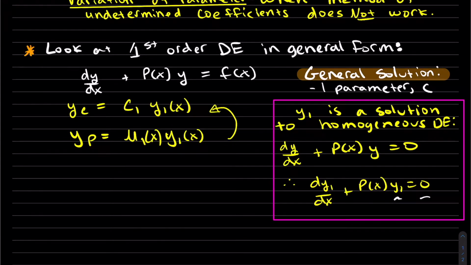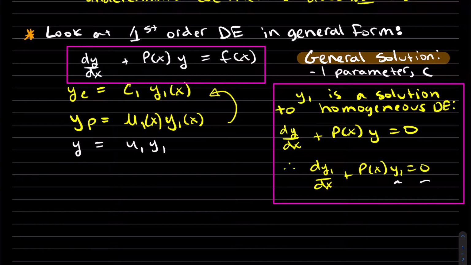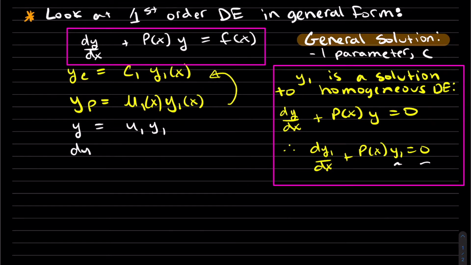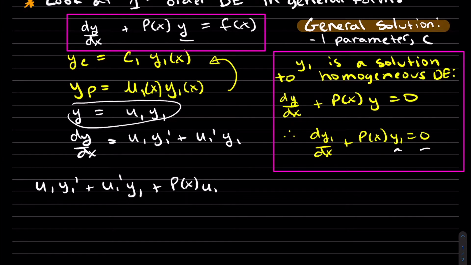So since this is our solution, let's go ahead and plug it in to our first order non-homogeneous DE. So we have to plug in our first derivative also. So y is our solution. We'll just call it u1 y1. We know they're both in terms of x. So dy/dx, we have to do the product rule. And now let's plug it in. Plugging it into here. So instead of y, we'll write u1 y1.